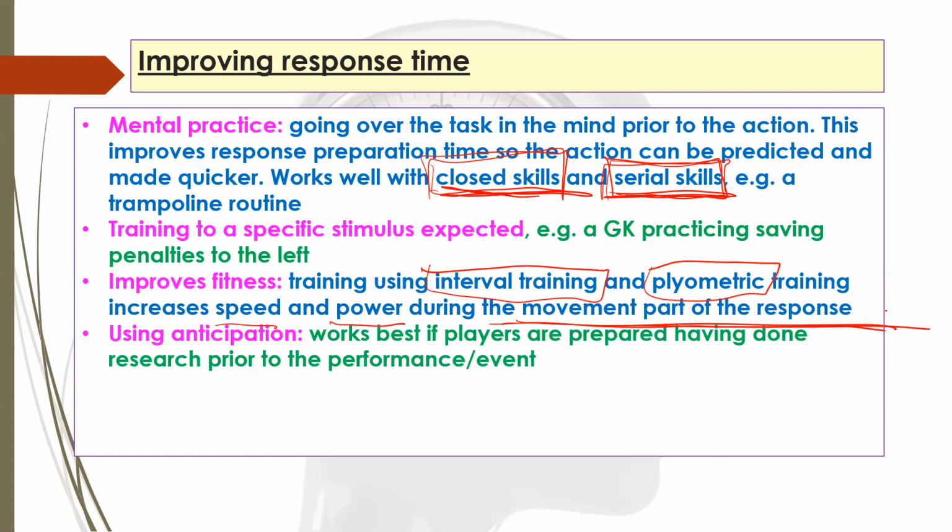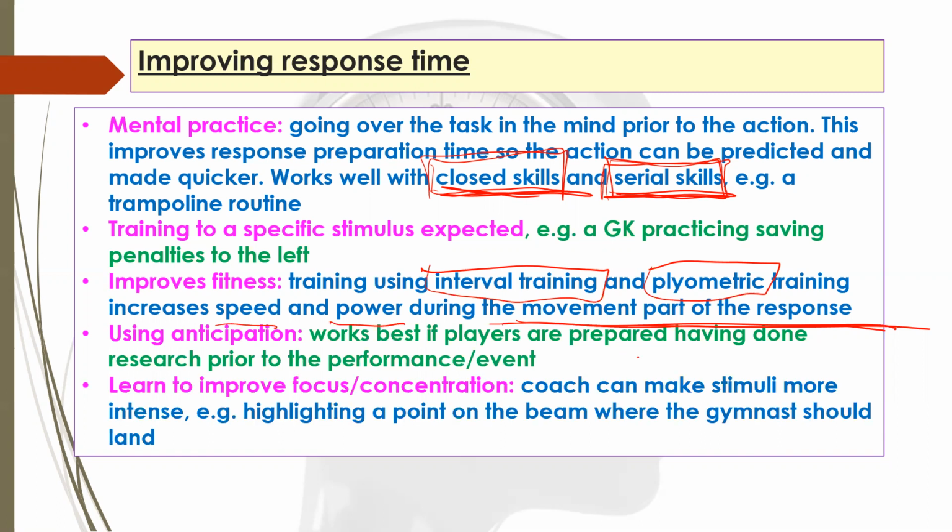Using anticipation works best if you're an experienced performer. This works best at an elite level, if you're prepared, having done prior research. So at an elite level, it's the sort of thing that you would probably do, whether it's in tennis, cricket, football, boxing, whatever it is. You use that anticipation to improve your response time. And finally, you just learn to focus and concentrate better.